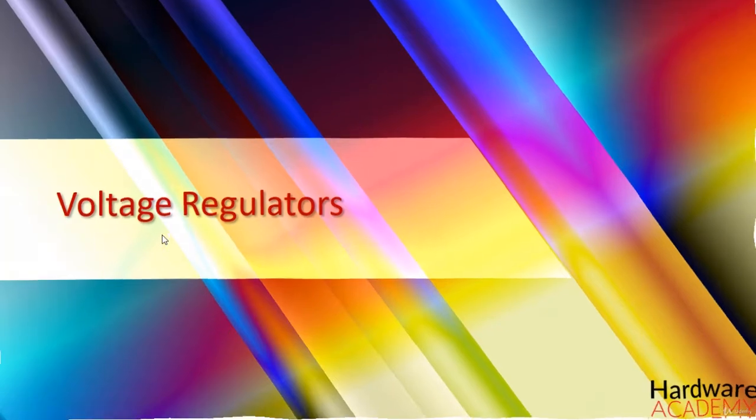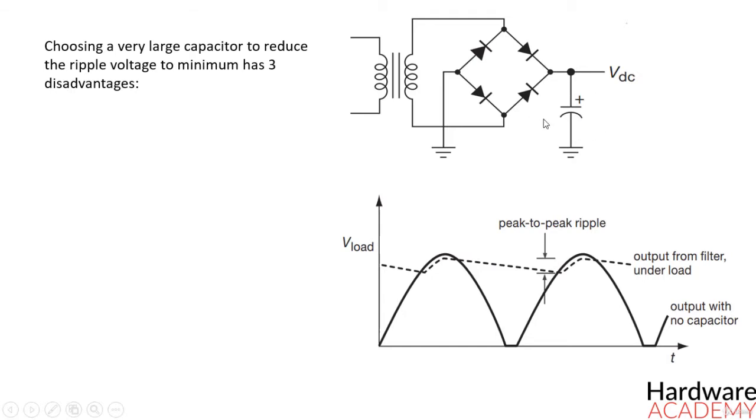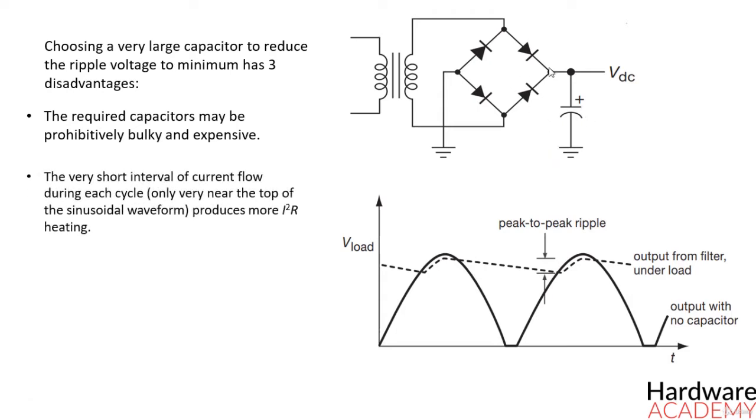Now let's go back a little bit to voltage rectification, which is converting AC to DC current, right? By choosing capacitors that are sufficiently large, you can reduce the ripple voltage to any desired level. This brute force approach has three disadvantages. The required capacitor may have to be too big in size, which in turn will be expensive. The second disadvantage is that the short interval of current flow during each cycle produces more heating.